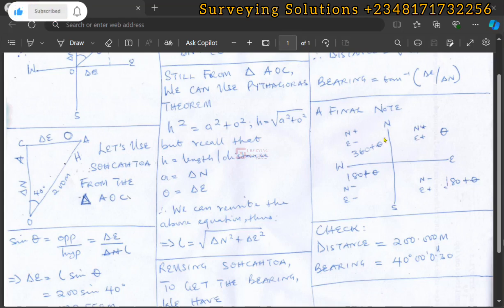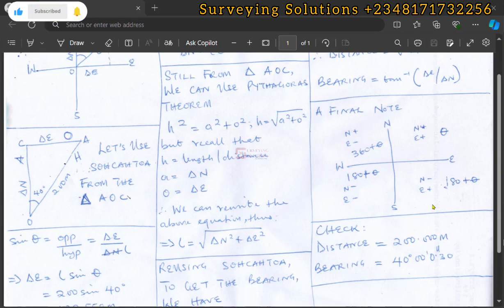Now, what is the implication on the bearing? Its implication is that whatever value you have, having used this tan inverse of delta easting over delta northings, should be subjected to theta, 180 plus theta, and 360 plus theta. And what do all of these mean? It means that in your first quadrant, where your delta northings and your delta eastings are positive, whatever bearing you are going to have, that is the bearing of that line. You would not do anything to it.